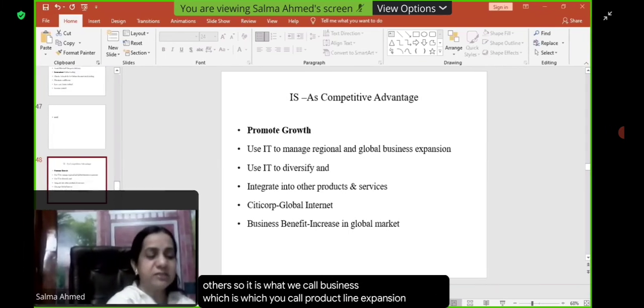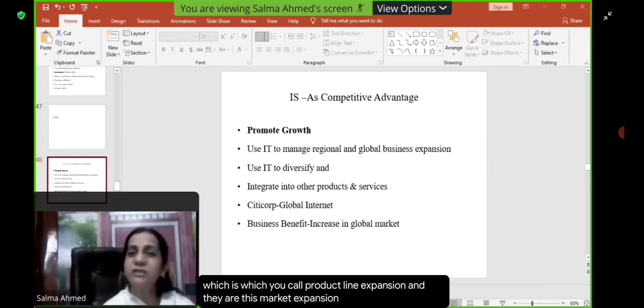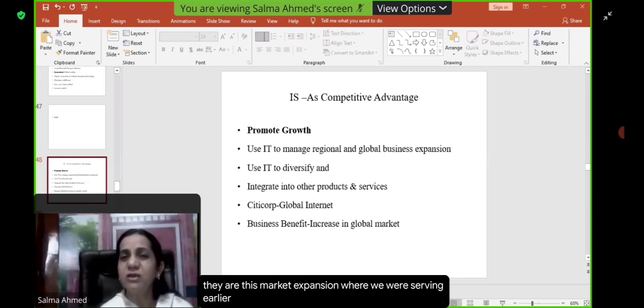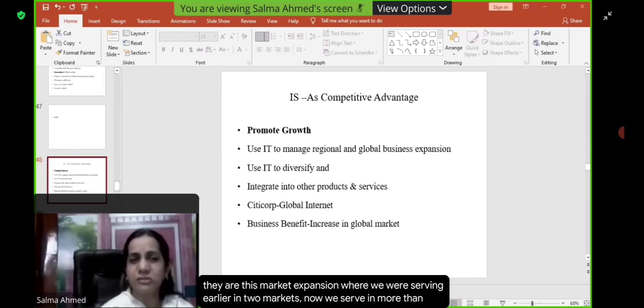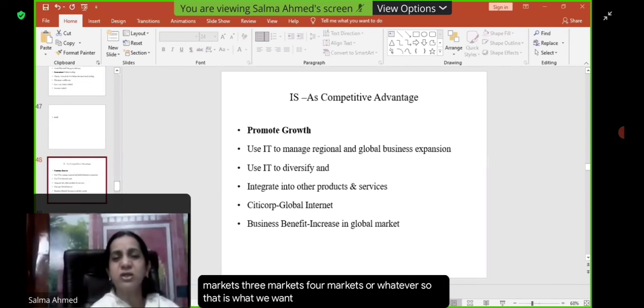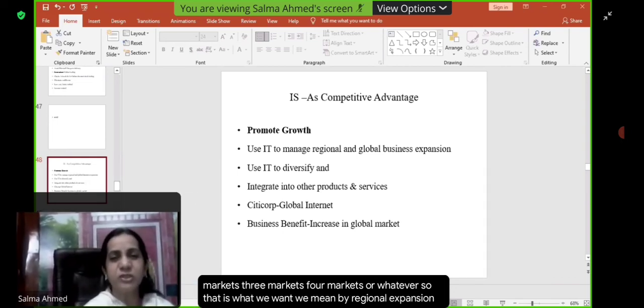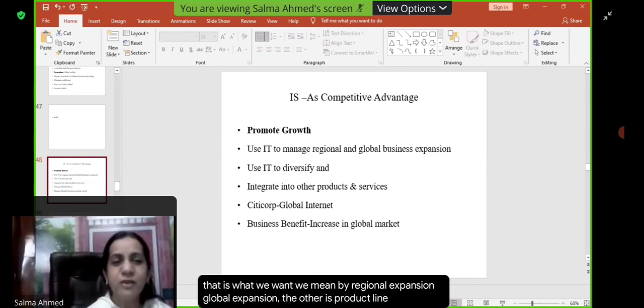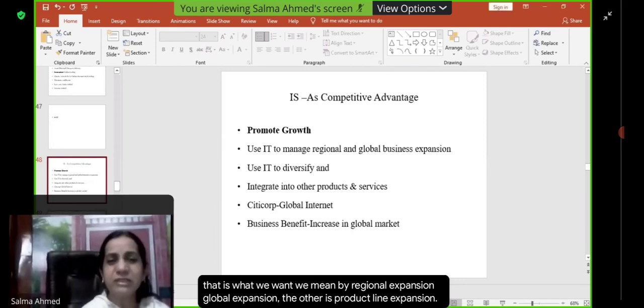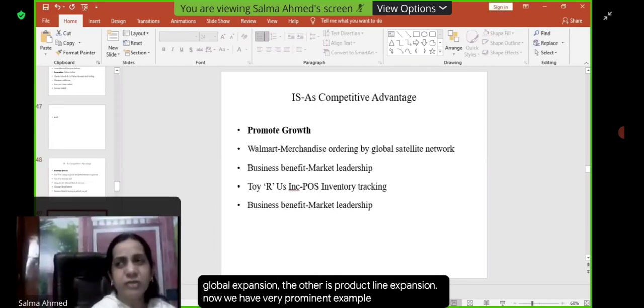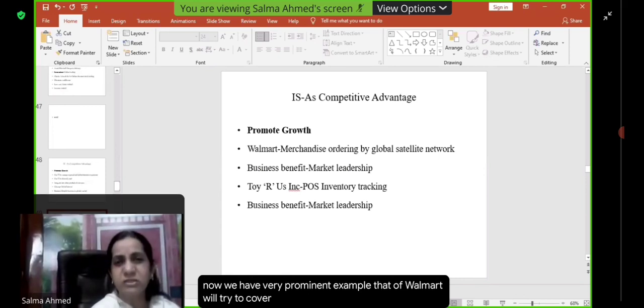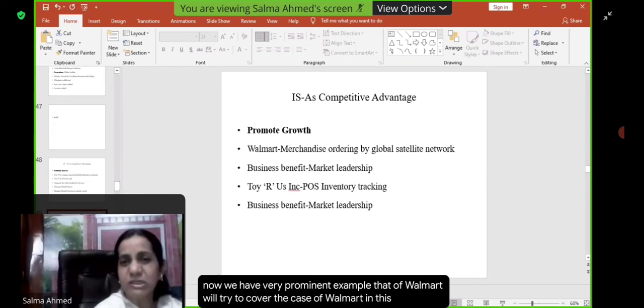And then there is market expansion, where we were serving earlier in two markets, now we serve in more than two markets, three markets, four markets, or whatever. So that is what we mean by regional expansion, global expansion, and the other is product line expansion. Now we have a very prominent example, that of Walmart. We'll try to cover the case of Walmart in subsequent classes.